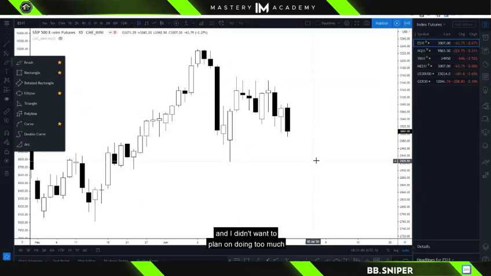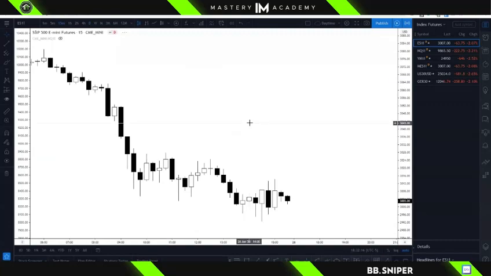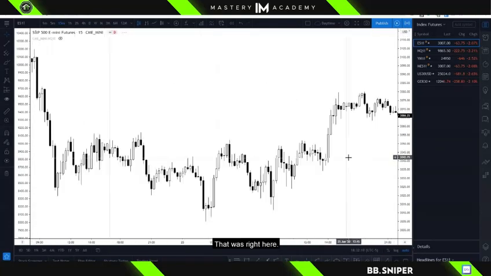Now, here's another thing too. And I didn't want to plan on doing too much because of information overload. But this not only works for the daily open, but it works as well for the session opens as well. So when we're talking about the London Open and New York Open, I did give you one example, the trade that I showed you, where let's actually go back to that really quick. That was right here.